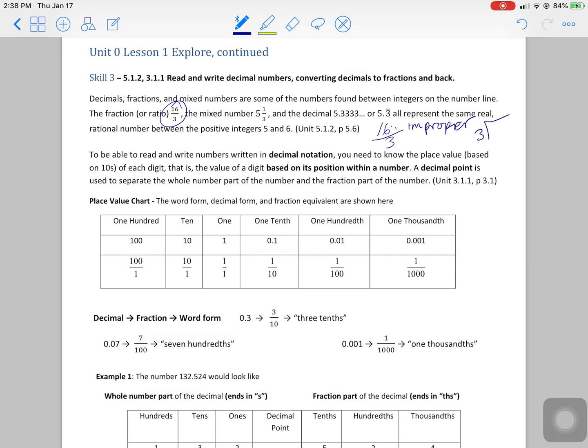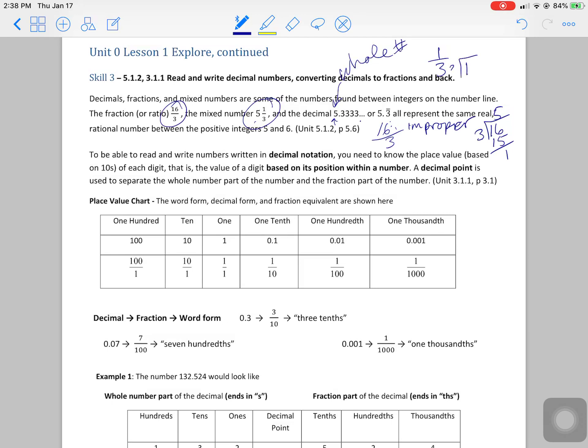3 into, just a little review here, 3 into 16 goes 5 times with 1 left over. So that's where they get the 5 and the 1/3 as a mixed number. And then as a decimal, think about it, 3 went into that 5 times, so that's the whole number. Or you can just take the 5 from the whole number, and that goes on this side of the decimal. So this is the whole number part of a decimal, okay? And then what's left is a repeating 3 in this case, because 1/3 is a repeating 3.